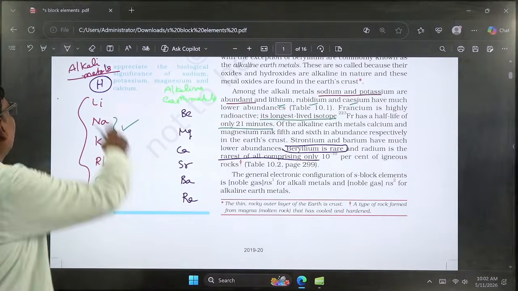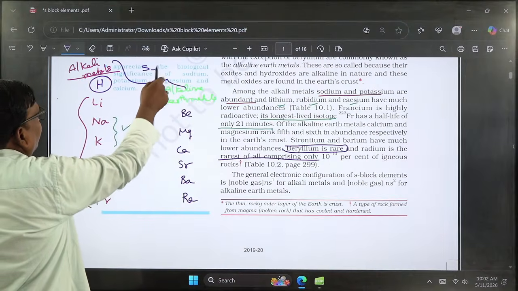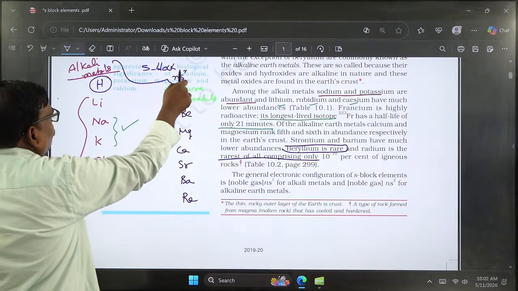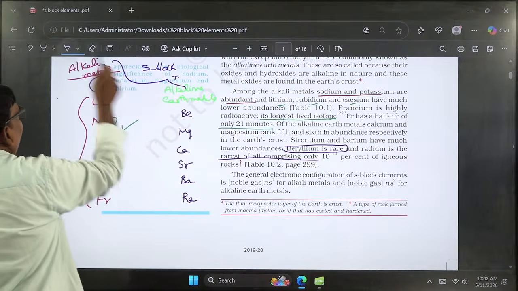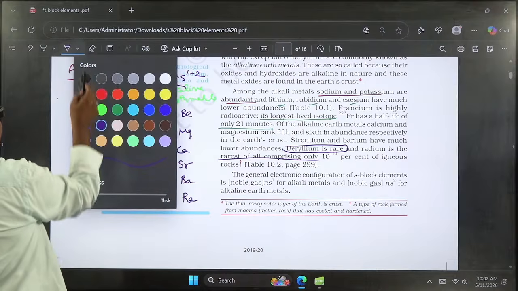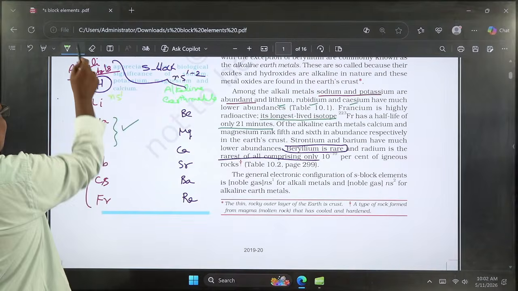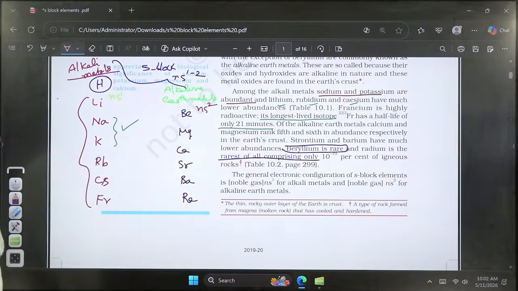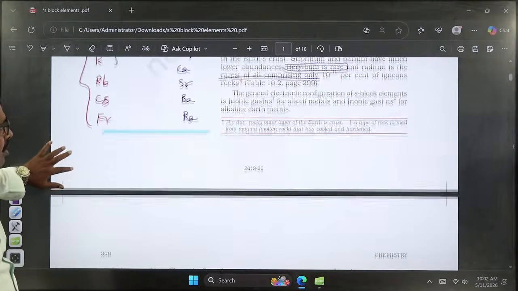So here, because these two group elements are placed in S block, the general electronic configuration is ns1-2. While going to the individual configuration, alkali metals have a configuration of ns1, whereas alkaline earth metals have a configuration of ns2. So this is the general electronic configuration of 1A and 2A group elements.